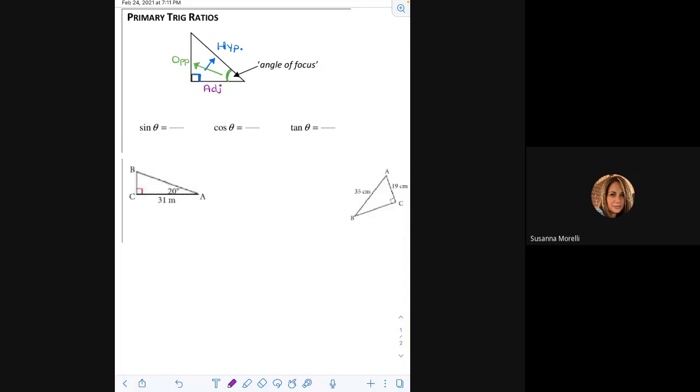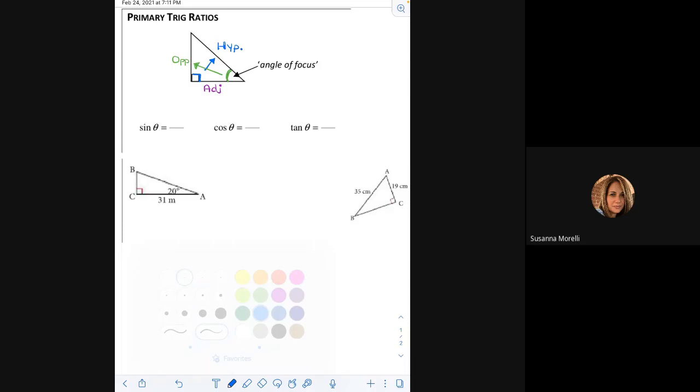So label your triangle. First, locate your hypotenuse across from the 90, then determine your angle of focus, and then across from your angle of focus is opposite, and the last side that we're going to label is adjacent. Often we just use H, O, and A instead of writing hypotenuse, opposite, or adjacent.